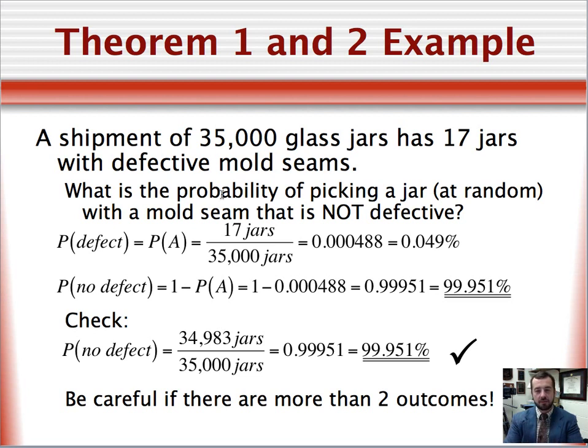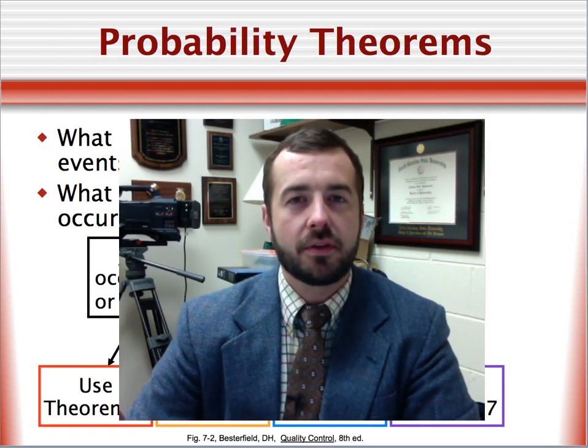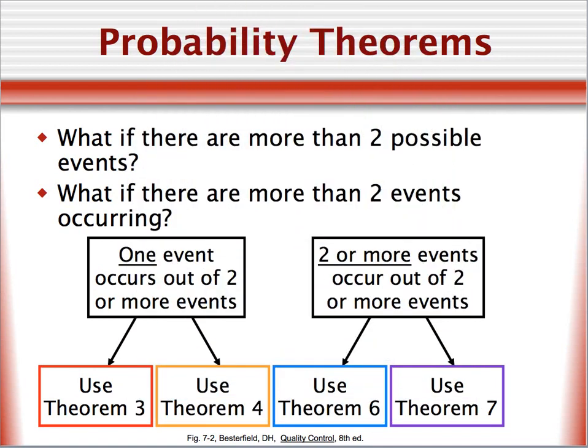But we need to be careful if there are more than two outcomes, and this brings us to some more probability theorems. Before proceeding to the next theorems, it is appropriate to learn where they are applicable. In this figure, we can see that if the probability of only one event is desired, then theorems 3 or 4 apply, depending on whether the event is mutually exclusive or not.